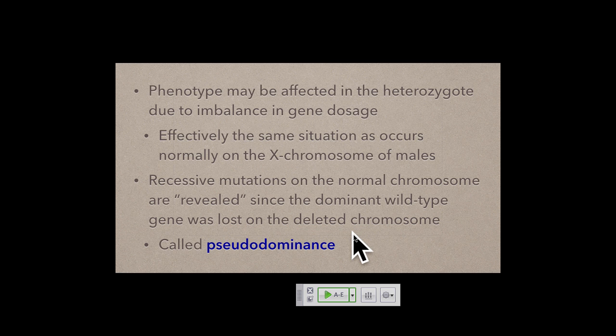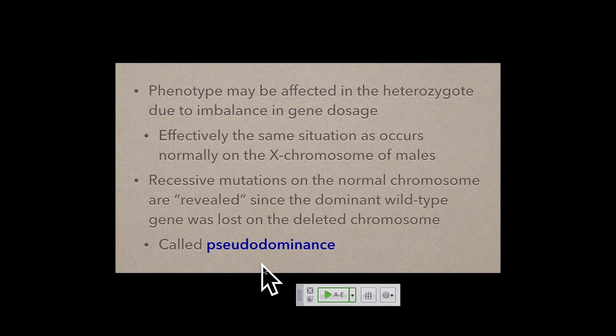Okay, so there's two things we got to talk about here. Have we already? Okay, no, we actually did talk about a deletion mutant. This is what we were talking about before: if the deletion removes a portion of the chromosome that has the gene you're interested in, and the other chromosome has the recessive mutation, then what phenotype do you see? The recessive mutation.